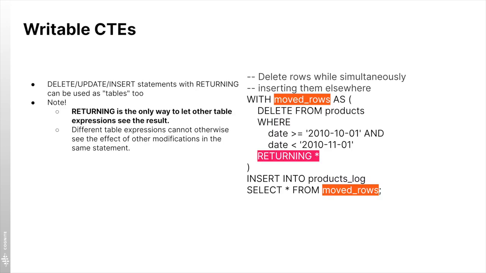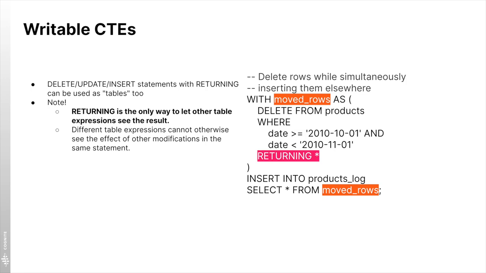In addition to selects, table expressions can also be defined with data modifying statements like delete, update, and insert. They can also have a returning and therefore be referred to as tables in subsequent selects or table expressions. Returning is the only way to let other table expressions in the same statement know of the results of your modification.